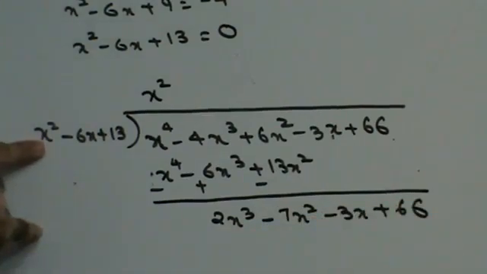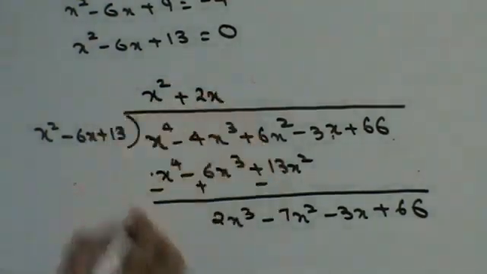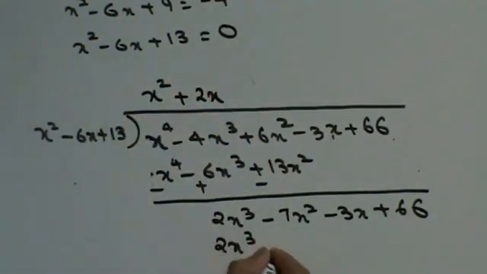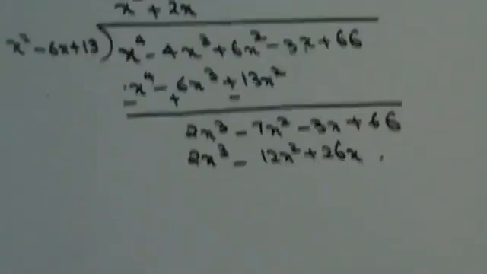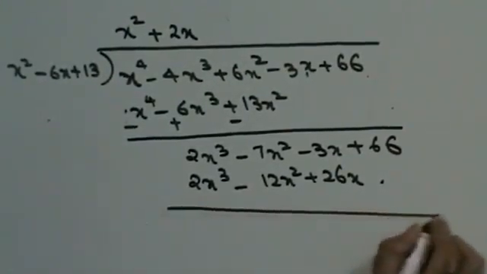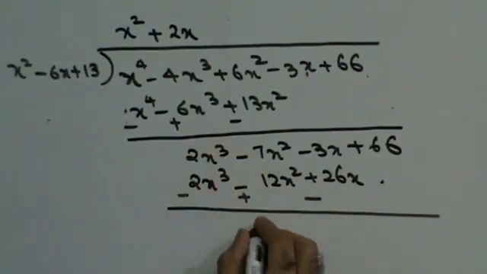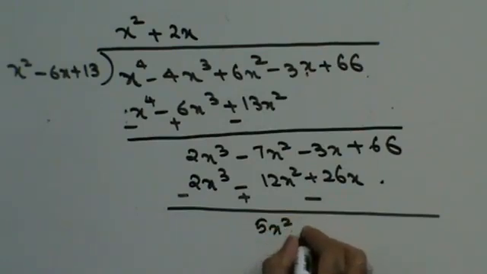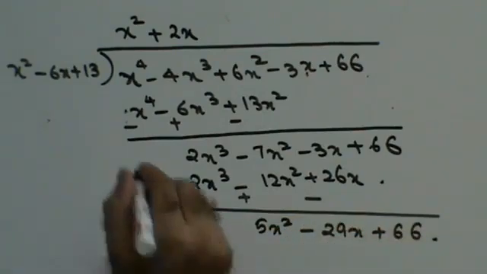What should I multiply x square with in order to get 2x cube plus 2x? So in that case, I'll get 2x cube minus 12x square plus 26x, right? So in that case, you will get this as minus plus minus. So in that case, this is going to be 5x square minus 29x plus 66 x square.